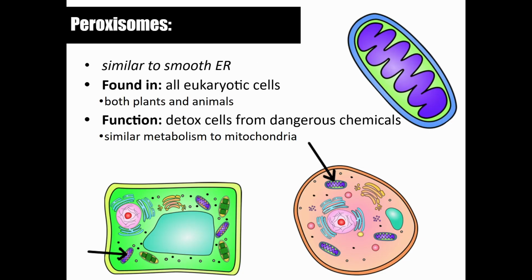And now, a very specialized one. Sometimes people forget this one exists because it is not one of the major players. It is, however, found in both plants and animals. Peroxisomes are similar to smooth ER, and their function is to detox cells from dangerous chemicals. It's similar to metabolism in mitochondria. It gets complicated. It depends on which cells and when you're discussing them, but just think of them as detox. That's the easiest way to remember this. Any of you who've ever used hydrogen peroxide to help clean a wound, think of it that way, and that will help you understand what peroxisomes are.